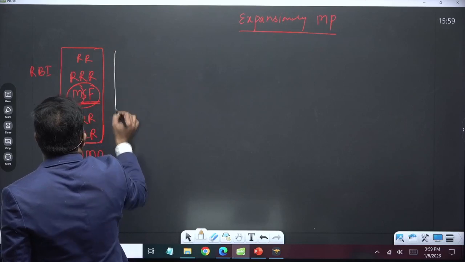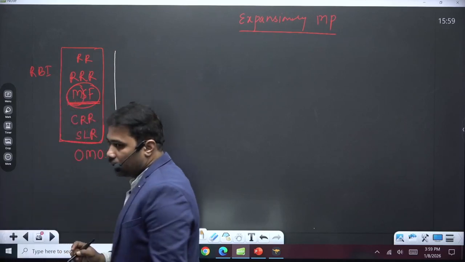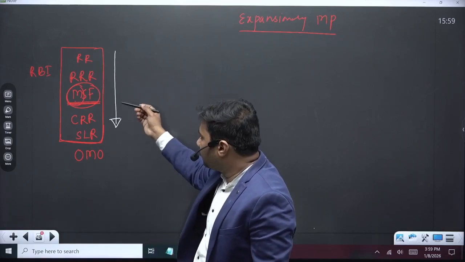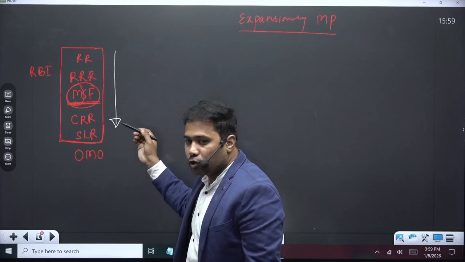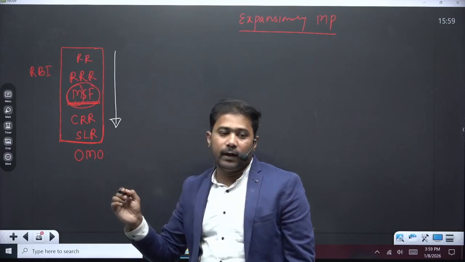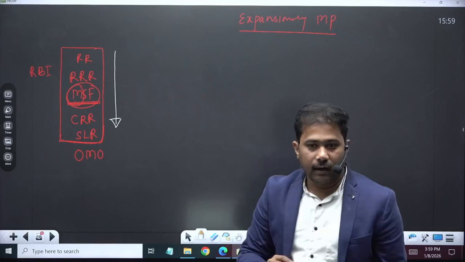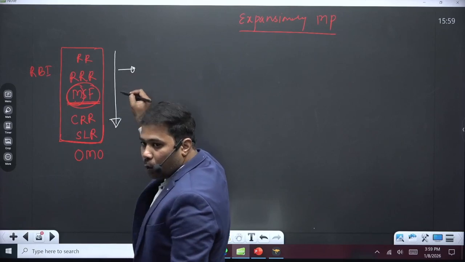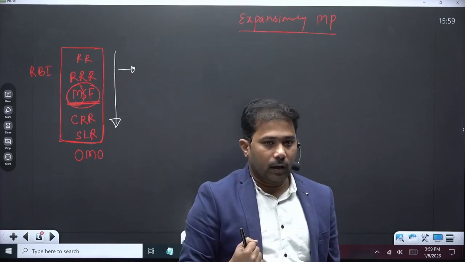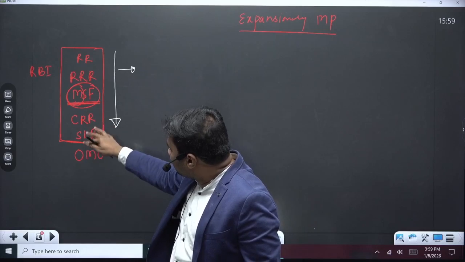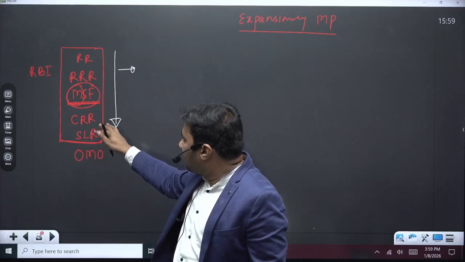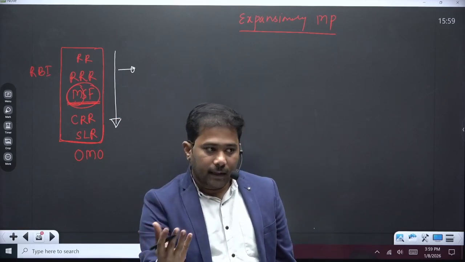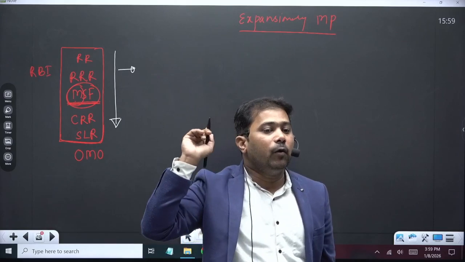If any of these decreases, if repo rate, reverse repo rate, marginal standing facility, or cash reserve ratio or statutory liquidity ratio decreases, the people will get money or loan at a lesser interest rate. When RBI decreases the ratio of reserves like SLR and CRR, the bank has more loanable amount, they can lend more.